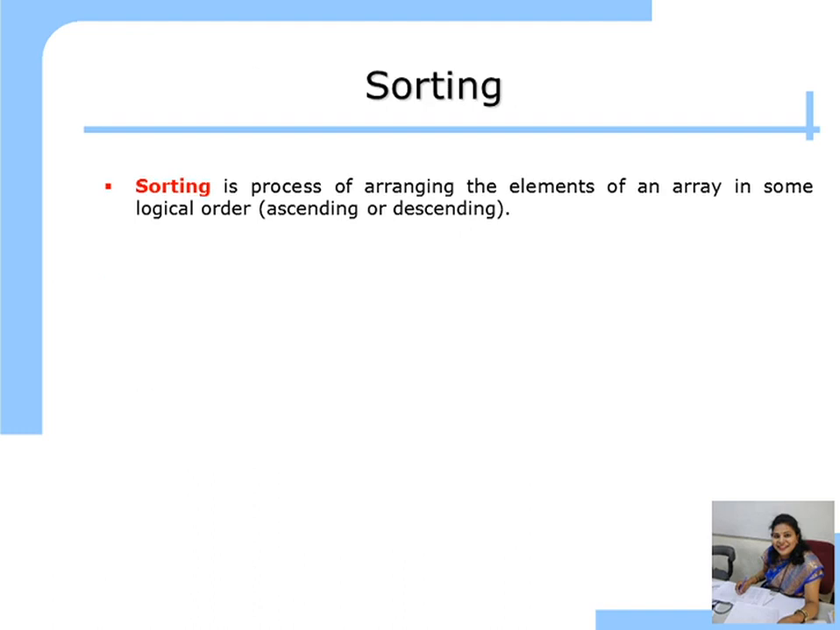So what is sorting? Sorting is the process of arranging the elements of an array in some logical order. If your array elements are numbers, integers, then the order can be ascending or descending. If your array has character data, then your order can be alphabetic. Actually, if you want to search anything, sorting will help you.